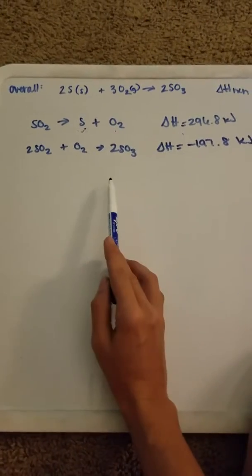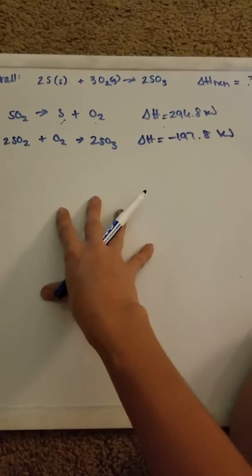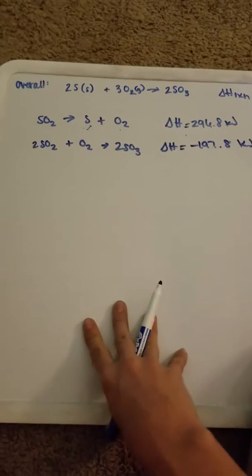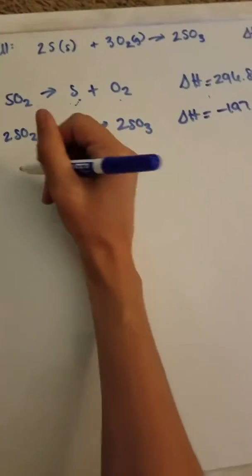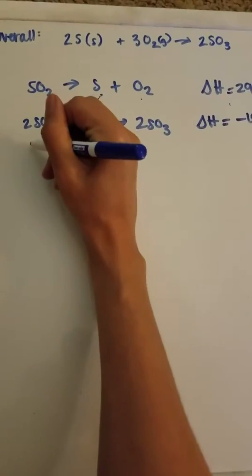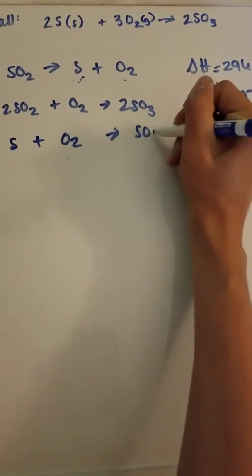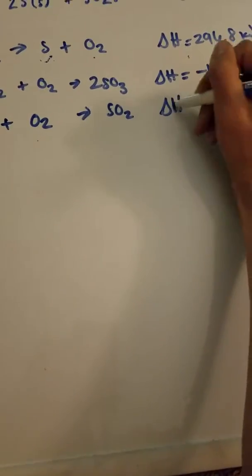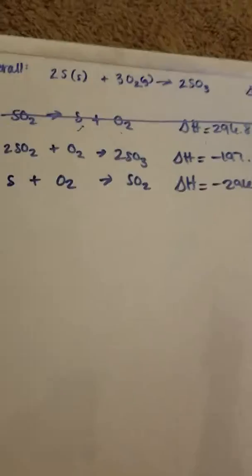You could reverse either one, but at the end, when we add everything up, I'll show you how you know if you've gotten it backwards or not. Okay, so let's go ahead and reverse this. So we're going to have SO2 goes to SO2, and our delta H for that. Since I reversed it, now I have to change the sign here. So now that's going to be a negative 296.8 kilojoules. And we're done with this up here.